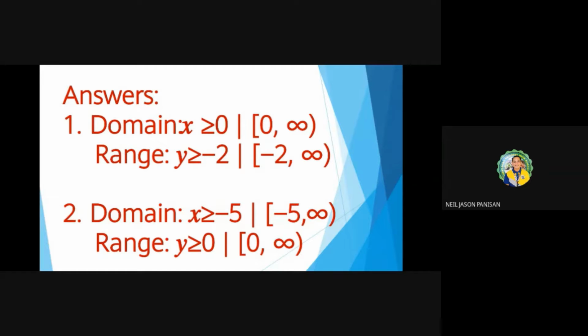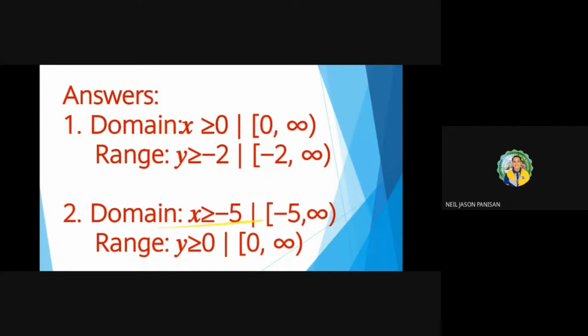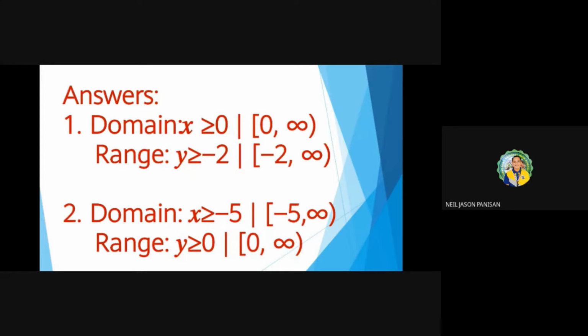So we will try to plug negative 5 in the equation, which is f of x is equal to the square root of x plus 5. So if our x is minus 5, which is the domain, the equation will be f of x is equal to the square root of minus 5 plus 5, which is the square root of 0. So the result is 0. That is why our range, or our y, will be greater than or equal to 0. And for its interval notation, from 0 going to the right or positive infinity.